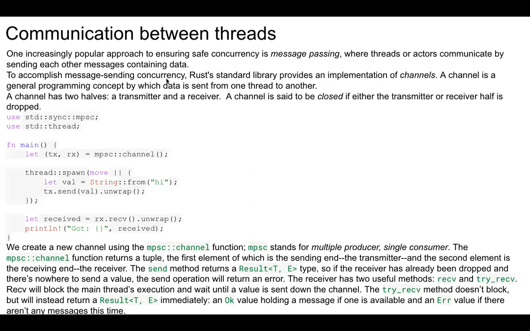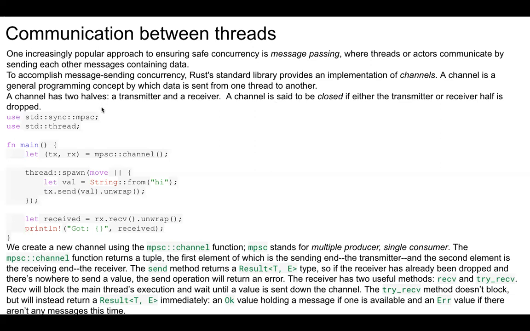To accomplish message-sending concurrency, Rust has a library that provides an implementation of channels. It's in the standard library. What is a channel? It's a general programming concept by which data is sent. So how is data sent from one thread to another? It's through a channel.